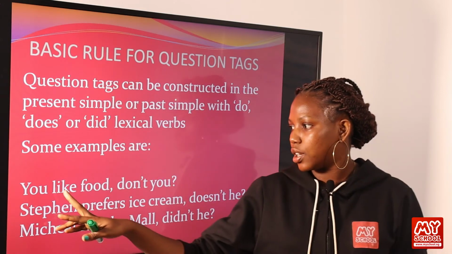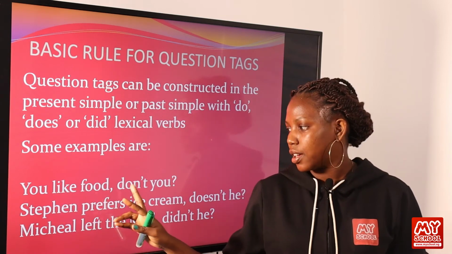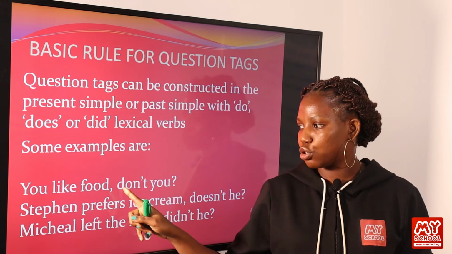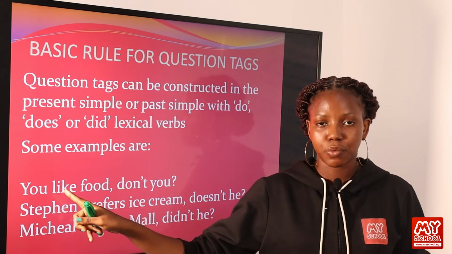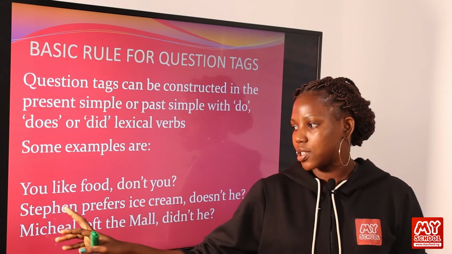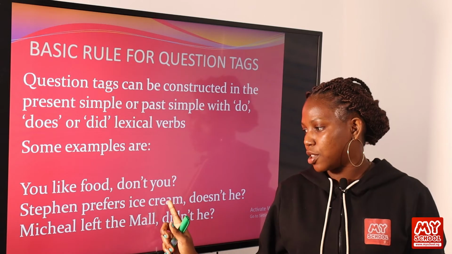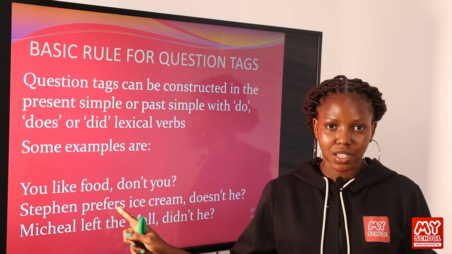Now, like, you like food, don't you? So we use do for like. If we have likes, then it becomes does, okay? So Stephen prefers, now you can see prefers here, ice cream. So instead of do, we use does in this case.